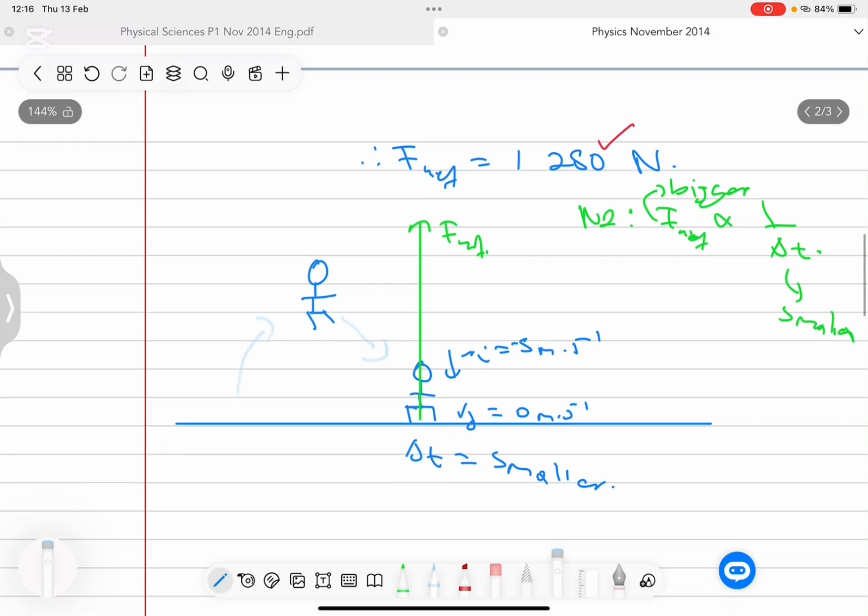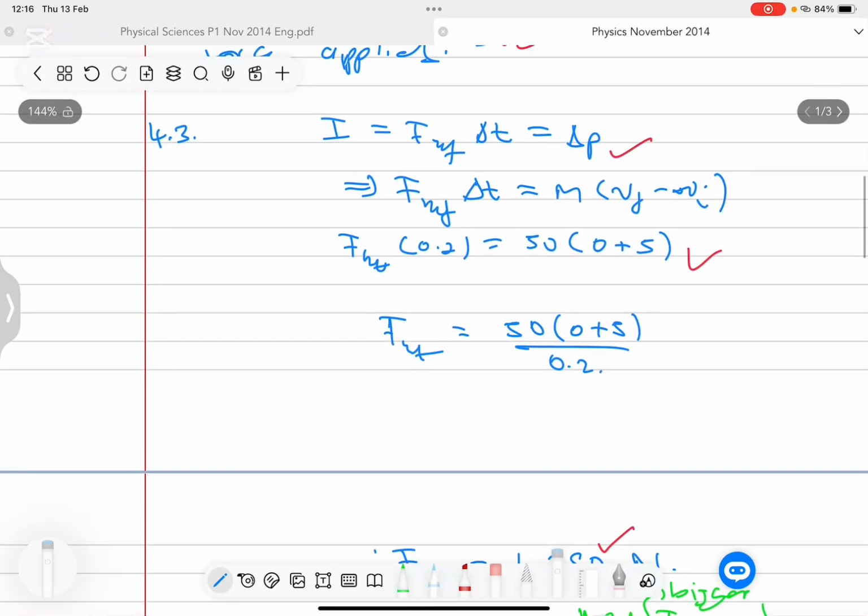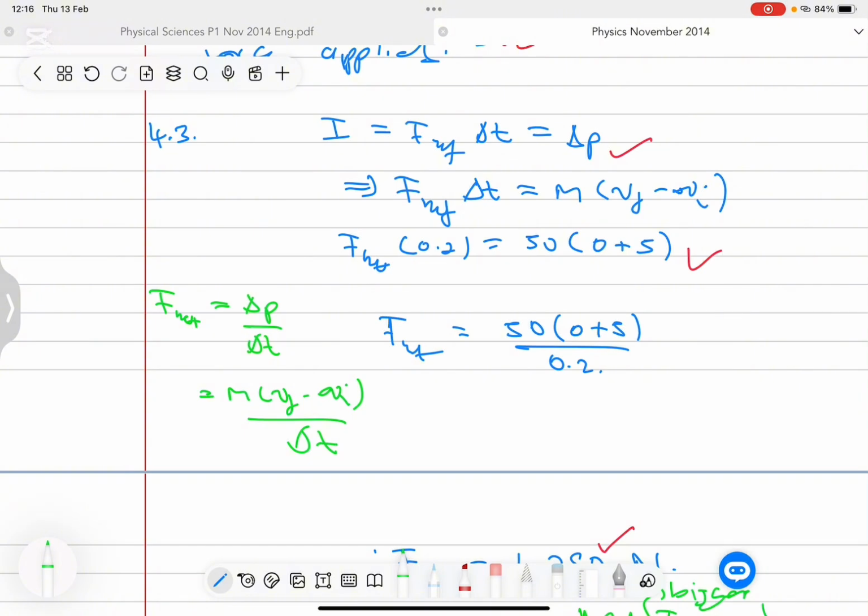In fact, another way of solving this previous problem is to use Newton's second law to say the net force is equal to the change in momentum over the change in t, where now you're going to have mv final minus mv initial over change in t. And if you are paying attention, you would see that it looks exactly like this, because you'll substitute the 50, the 0, the 5, and the 0.2. You can try this and see if you get the same answer.